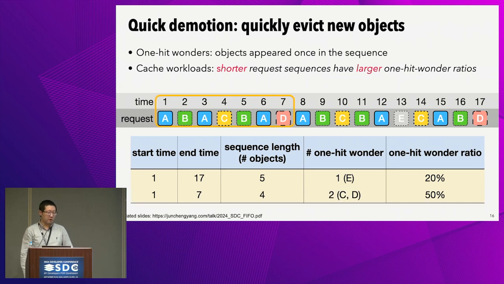If you look at a shorter request sequence, say from 1 to 7, then there are 4 objects being requested, A, B, C, D, and 2 of them are one-hit wonders, which are objects C and D. And the one-hit wonder ratio increased to 50%. So this toy example illustrates that shorter request sequences tend to have a larger one-hit wonder ratio.